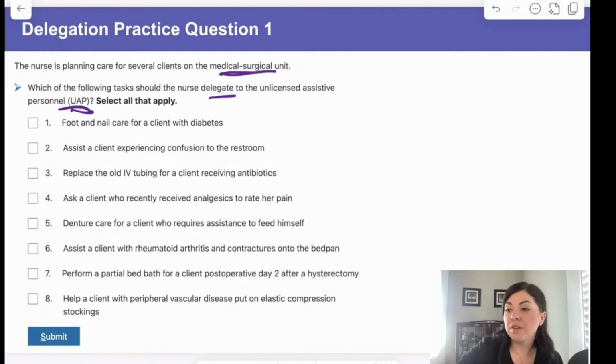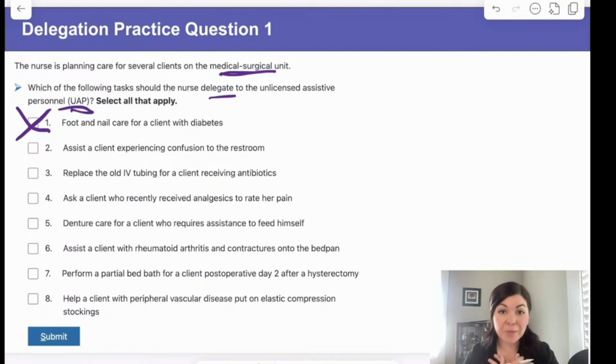So I agree with you guys. I'm not going to delegate that. So now let's look at number 2. Assist a client experiencing confusion to the restroom. What do we think about option 2? So assisting somebody to the restroom would be a routine task, and we see they are experiencing confusion.